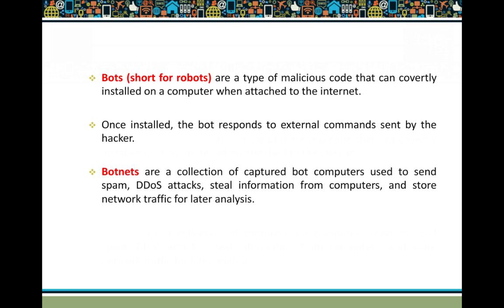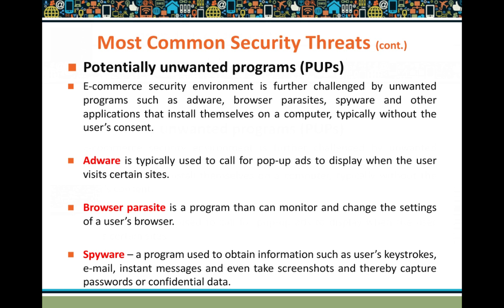So we have seen certain common malicious code: viruses, worms, Trojans, bots, and botnets. Now we learn about potentially unwanted programs, or PUPs.